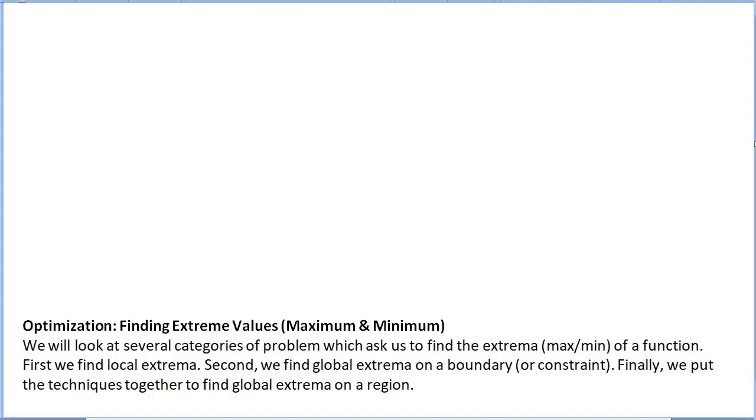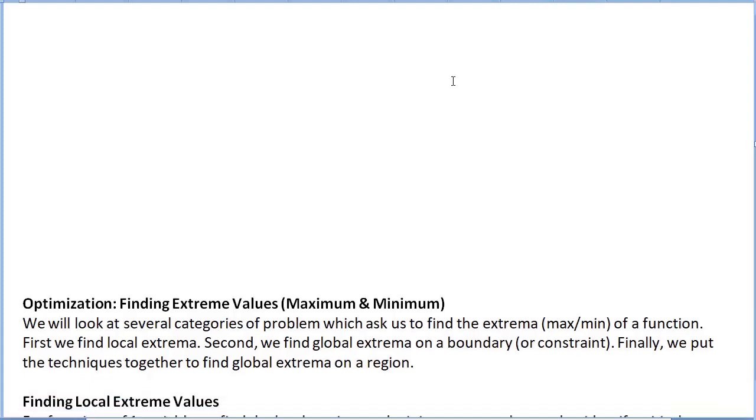Now we're going to look at three different types of problems where we're asked to find the extrema. First, which we're going to focus on in this video, is to find local extrema. After this, we're also going to look at global extrema on a boundary, which is also called a constraint. And then after that, we're going to put all the techniques together to find global extrema on a region. Right now, we'll take a look at local extrema, so let's get started.